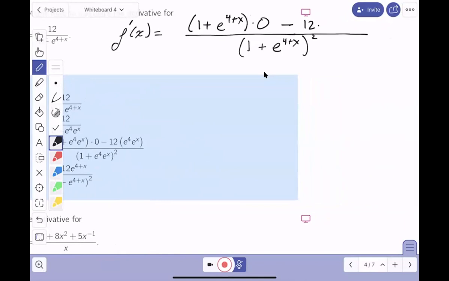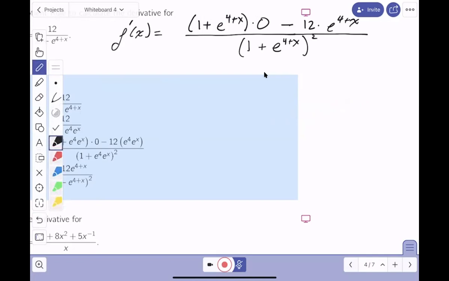I want to point out that the derivative is pretty easy. Basically, the derivative of 1 is 0, and e to the 4 plus x, whoops, I made a mistake there. Back up. e to the 4 plus x is really e to the 4 times e to the x, and its derivative is really easy too. It's e to the 4 plus x. Eraser out.